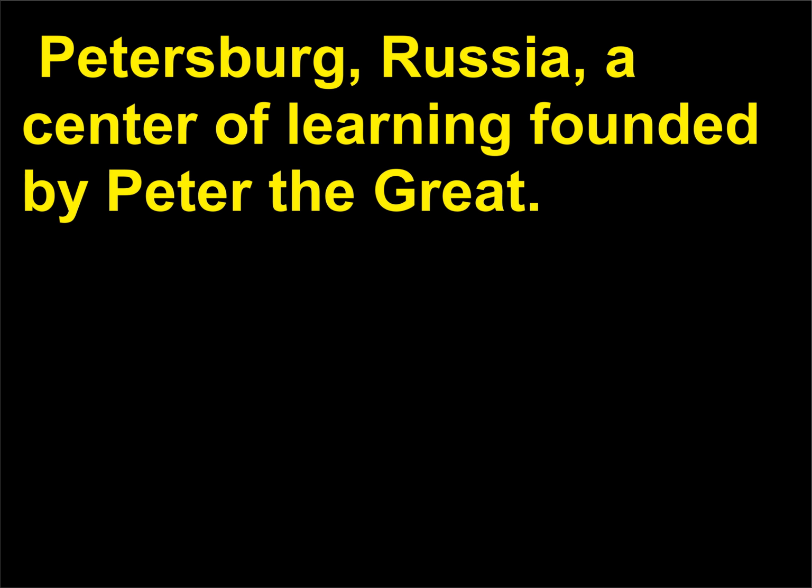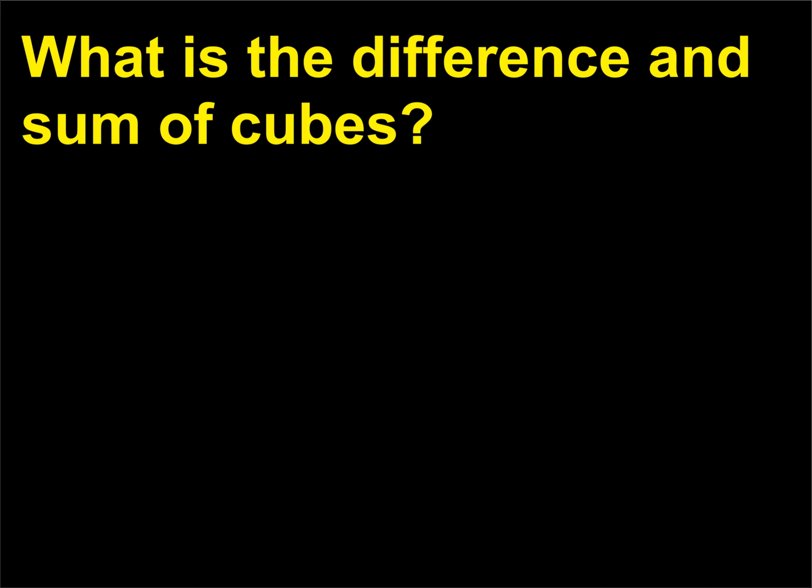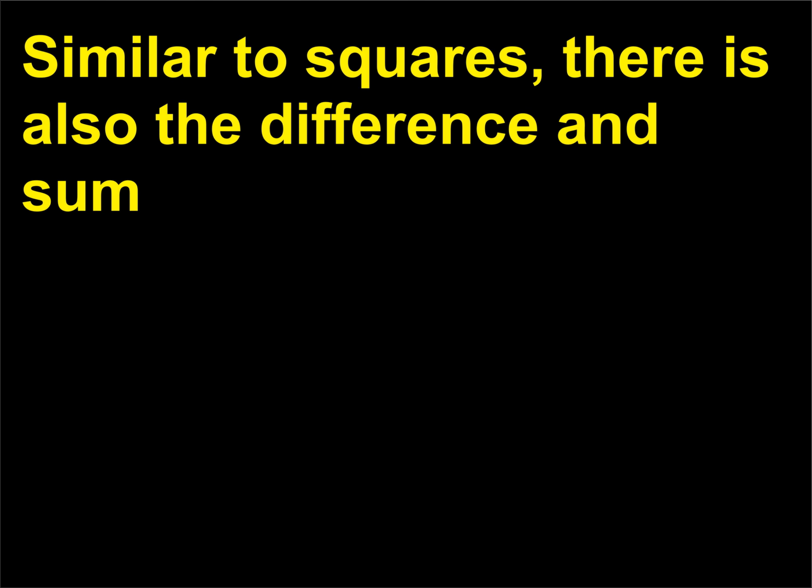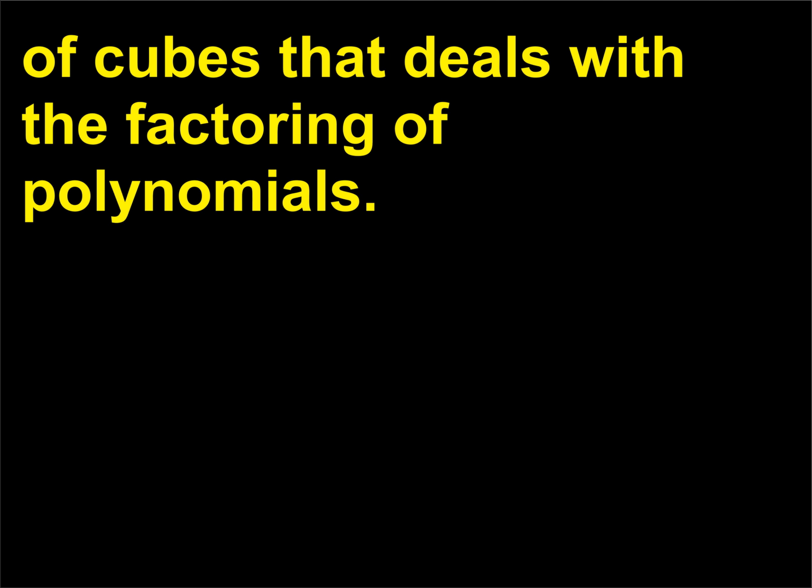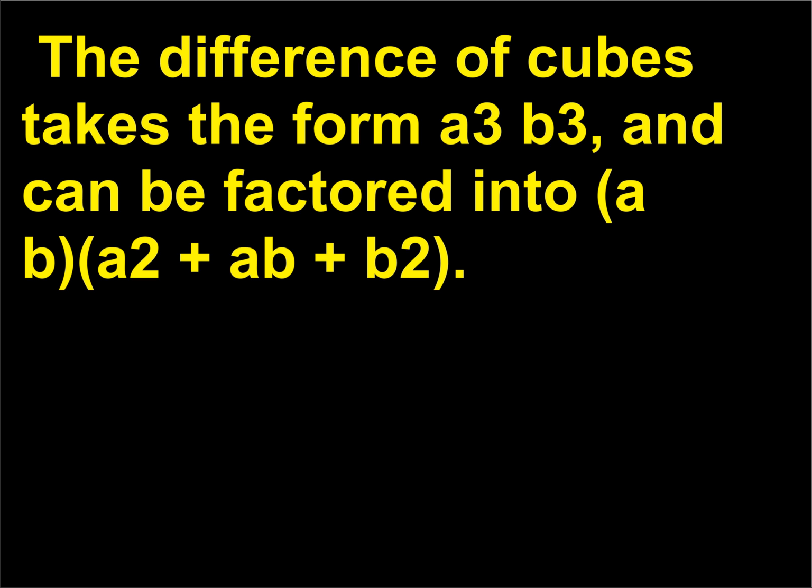What is the difference in sum of cubes? Similar to squares, there is also the difference and sum of cubes that deals with the factoring of polynomials. The difference of cubes takes the form a^3 - b^3, and can be factored into (a - b)(a^2 + ab + b^2).